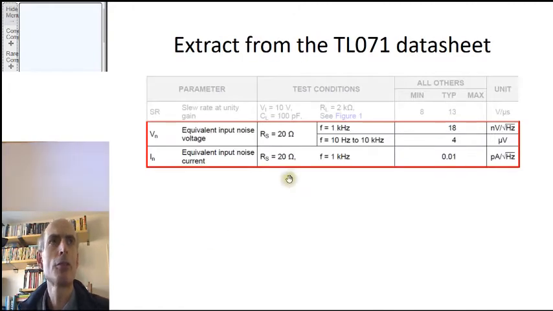For example, consider an extract from the TL071 datasheet. The equivalent input noise voltage is specified with a source resistance of 20 ohms, like this. At 1 kHz, it's 18 nanovolts per root hertz, and it's also specified as a sum of all of the contributions from the frequencies between 10 Hz and 10 kHz as 4 microvolts. The equivalent input noise current, remember there are two of them, is specified at 1 kHz as 0.01 picoamps per root hertz, again with a source impedance of 20 ohms.